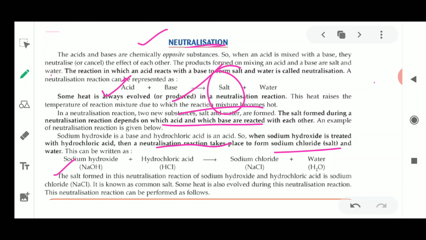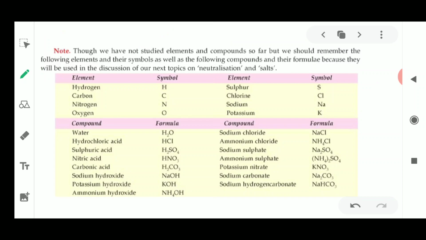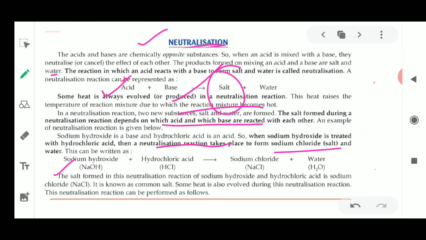The formula for sodium hydroxide is NaOH. In the last class I told you to learn these formulas. The formula for sodium chloride is NaCl, and the formula for hydrochloric acid is HCl. So sodium hydroxide NaOH and hydrochloric acid HCl react together to form two new products, that is sodium chloride and water, plus heat.